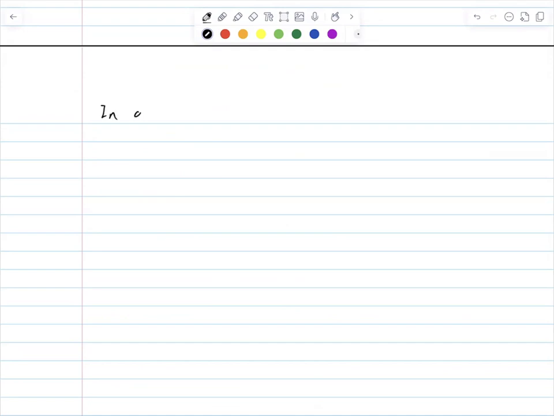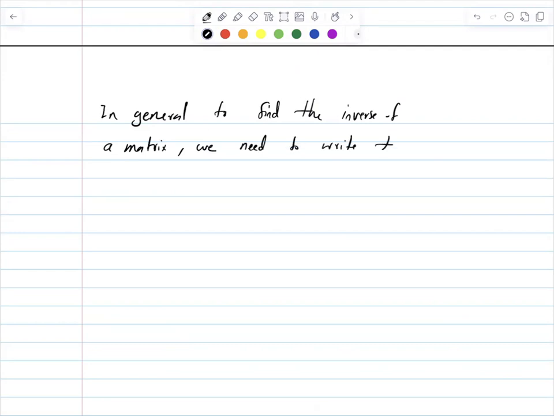So in general, to find the inverse of a matrix, we need to write the adjoining matrix, matrix A. So let me move this here so I can add that I'm talking about matrix A. And I'm going to find the adjoining matrix by identity matrix with the same size. Then we're going to apply elementary row operations.